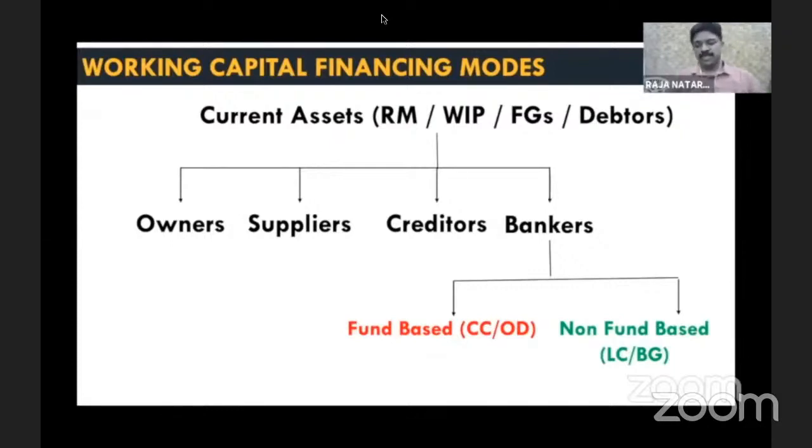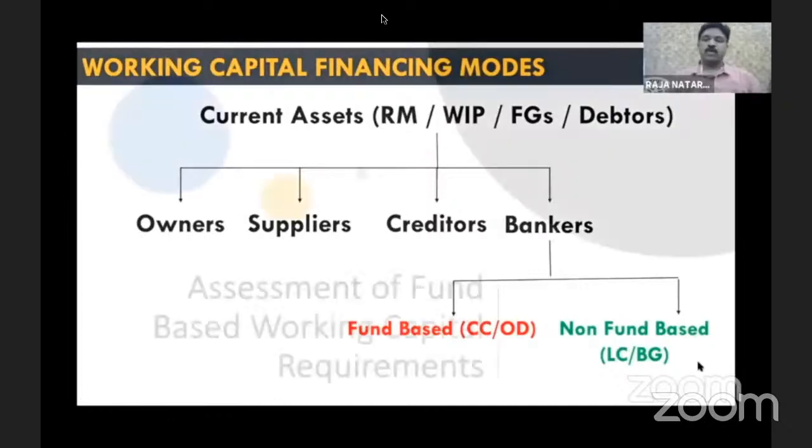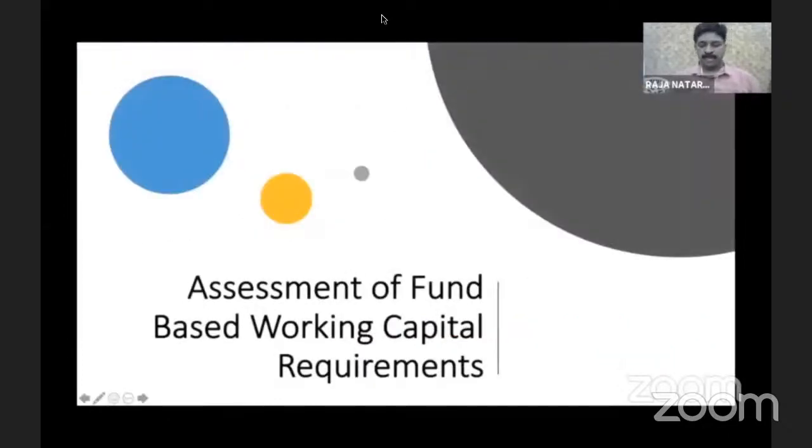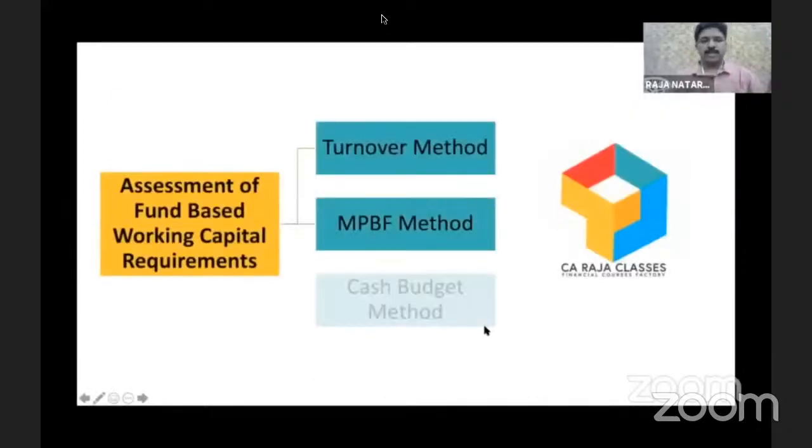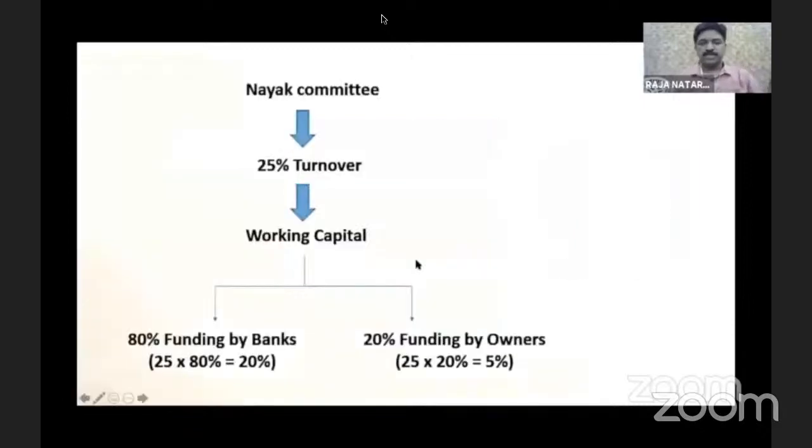Okay, so with this, let's get into the core of today's webinar, that is how banks are going to assess the working capital requirements of a borrower. That's the topic, right? How to assess working capital as a banker. Now listen. There are 3 methods for assessing working capital: turnover method, maximum permissible bank finance method, and cash budget method. What is this turnover method?